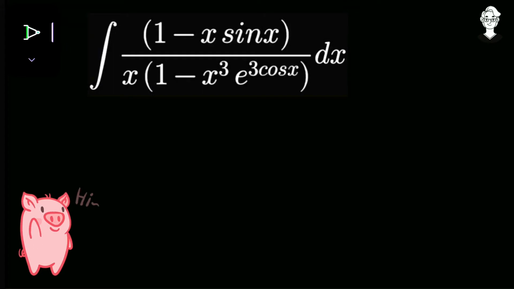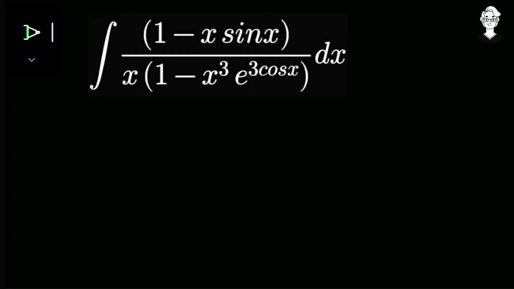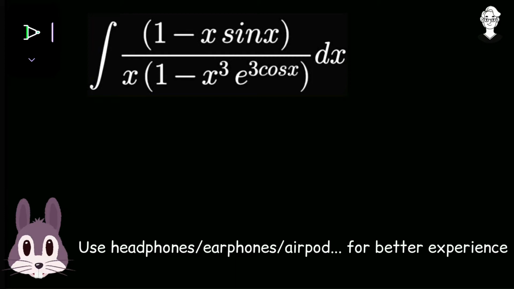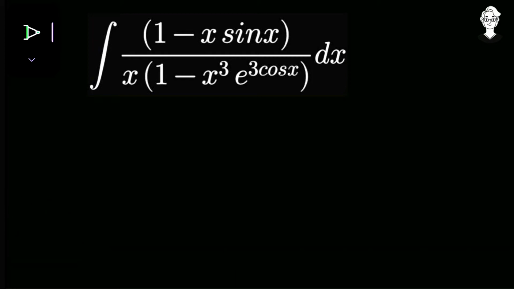So today we have this interesting integration problem. The problem says: integrate (1 minus x sin x) divided by x multiplied by (1 minus x cube e to the power 3 cos x), with respect to x. So this integration is pretty nice to solve. Let us see how we can solve this. First of all, the first step is that we will consider this integration as I.